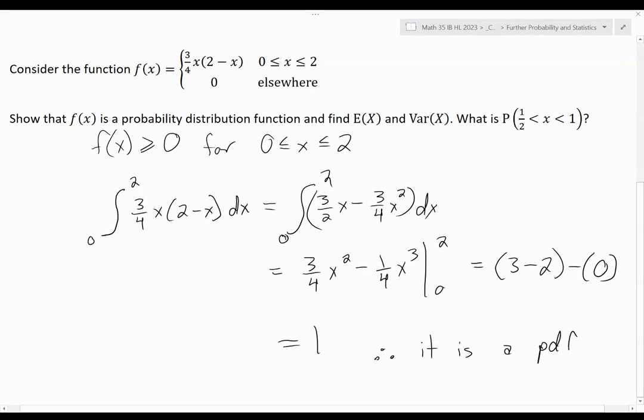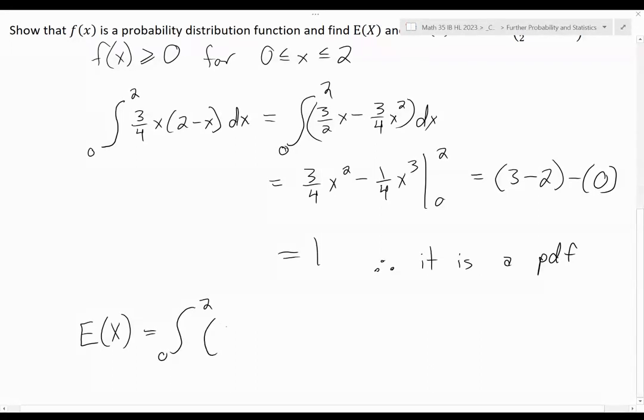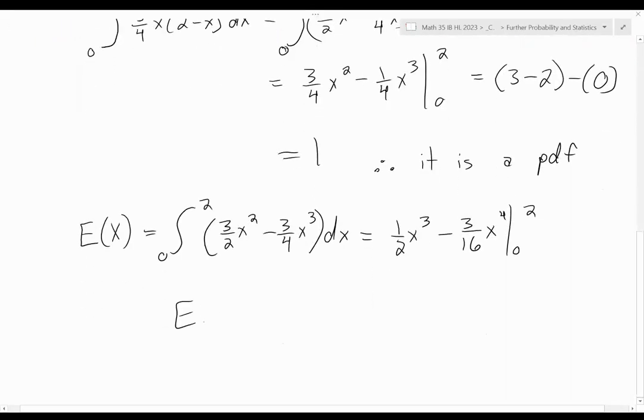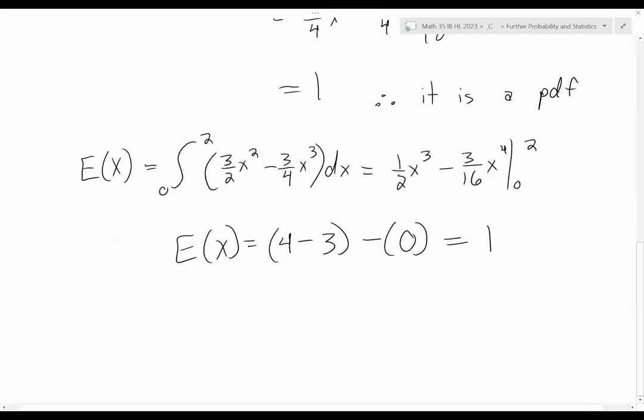So this is a probability distribution function. It qualifies. If I want to find its expected value, the expected value of x is going to be the integral from 0 to 2 of x times f of x. So 3 over 2 x squared minus 3 over 4 x cubed dx, which has an antiderivative of 1 over 2 x cubed minus 3/16 x to the power of 4, evaluated between 0 and 2. Evaluated at 2, we get 1/2 times 8, so 4, minus 3/16 times 16, and evaluated at 0, we just get 0. So the expected value is also 1. Now, it didn't have to be 1 for the expected value. It had to be 1 in the previous instance in order for it to be a probability distribution function.